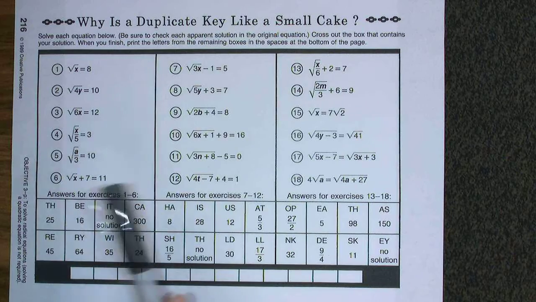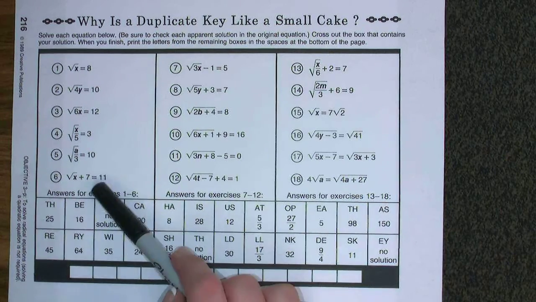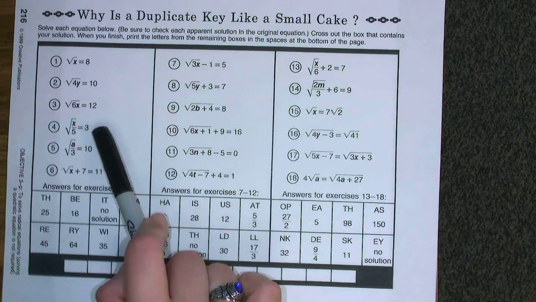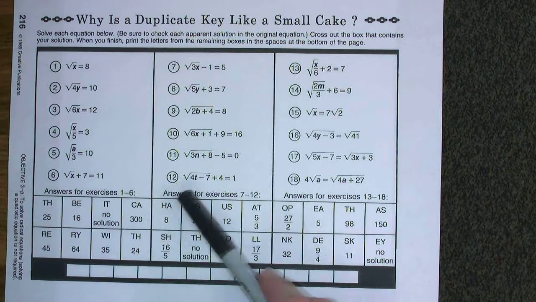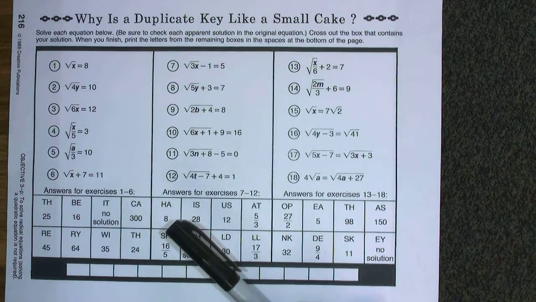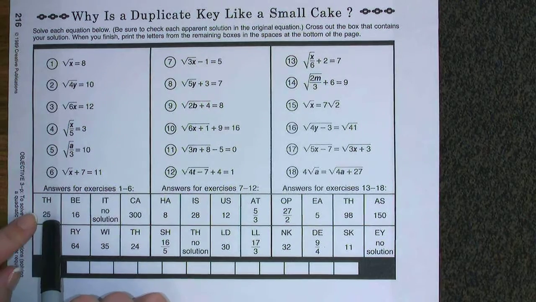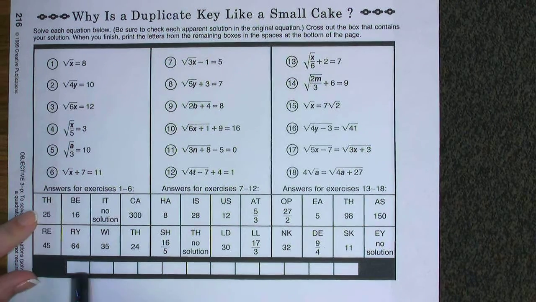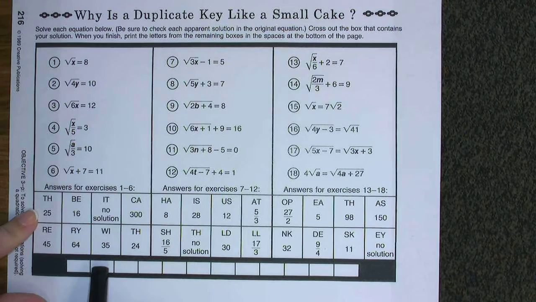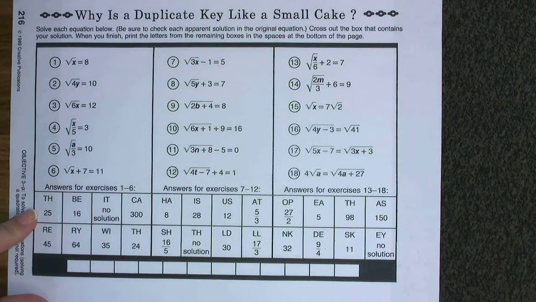So when you get an answer, you'll write your answer beside it, and then you'll cross out the box here that has the answer, and then whatever letters are left. So let's say this TH is left. You'd put a T in this box and an H in this box. And then you'll end up spelling out the phrase here at the bottom.